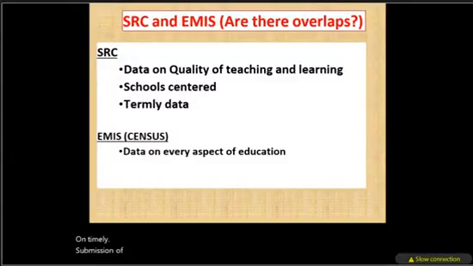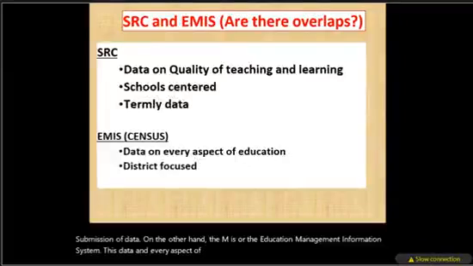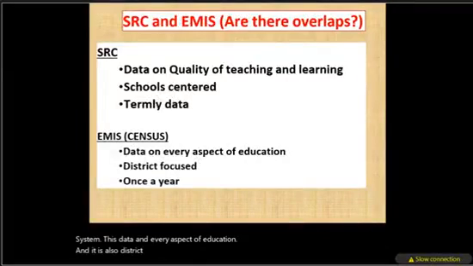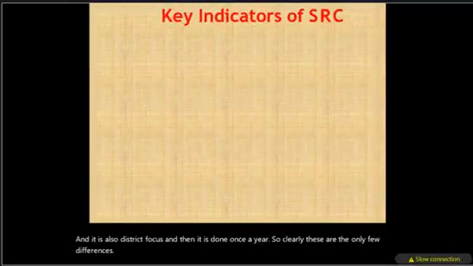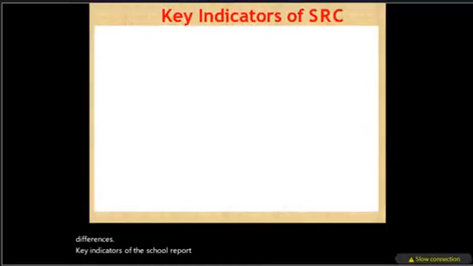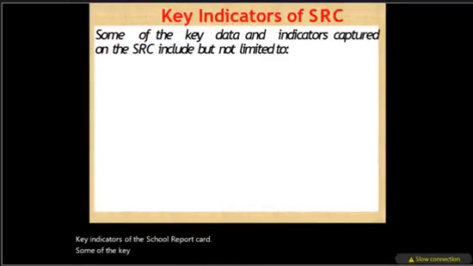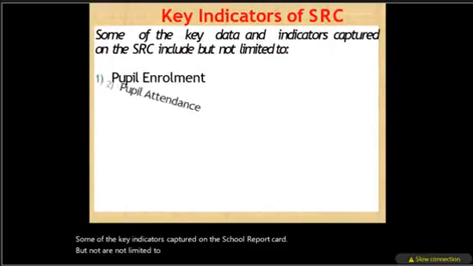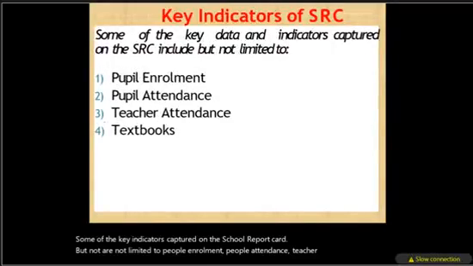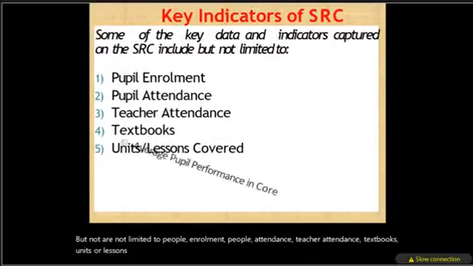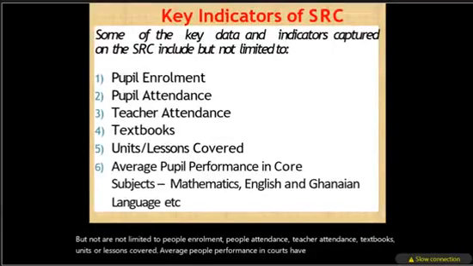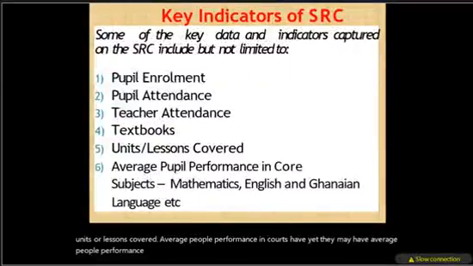On the other hand, the EMIS, or the education management information system, gives data on every aspect of education, and it is also district focused, and then it is done once a year. So clearly, these are the few differences. Key indicators of the school report card. Some of the key indicators captured on the school report card, but not limited to, are pupil enrollment, pupil attendance, teacher attendance, textbooks, units or lessons covered, and average pupil performance in core subjects such as mathematics, English, and Ghanaian languages.